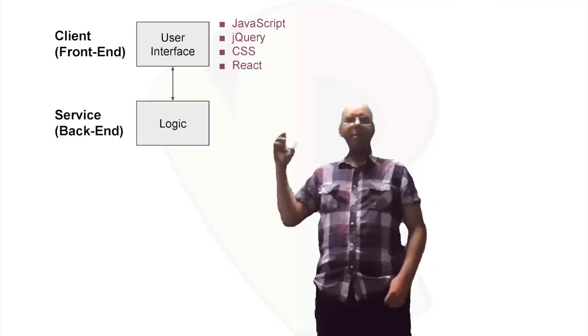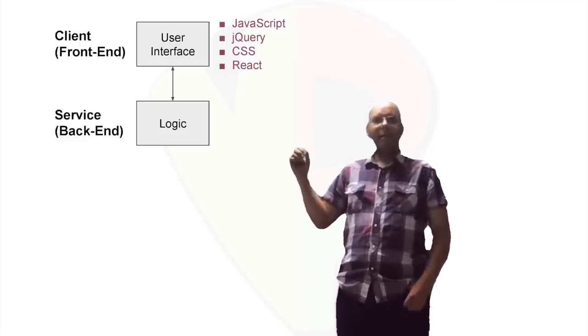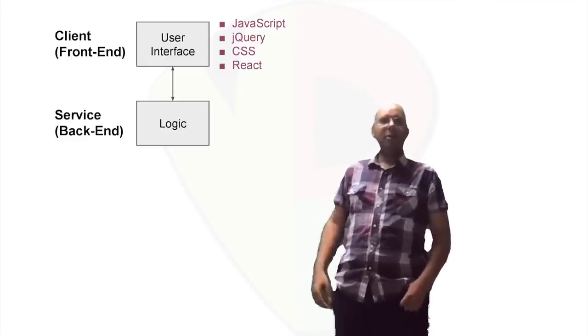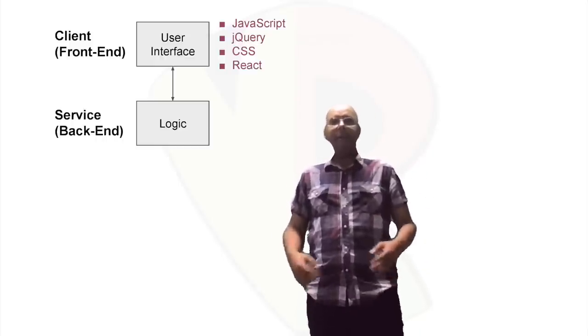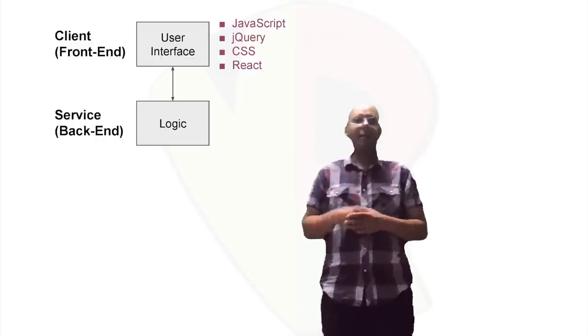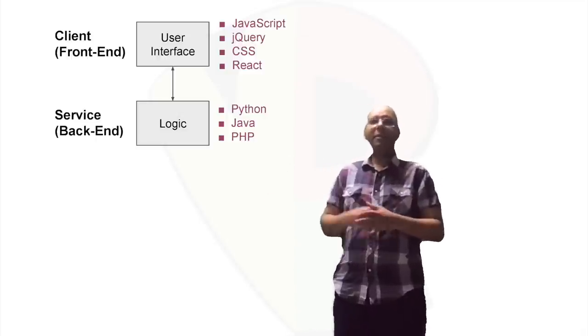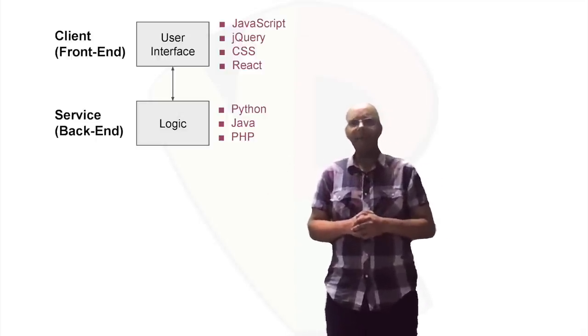When a user interacts with something on the client, like clicking a button, a request is sent to the service, also known as the backend. This is usually where the logic will happen. Typically, this part is written in a high-level language like Java or Python. You may still find a lot of sites written in PHP as well.